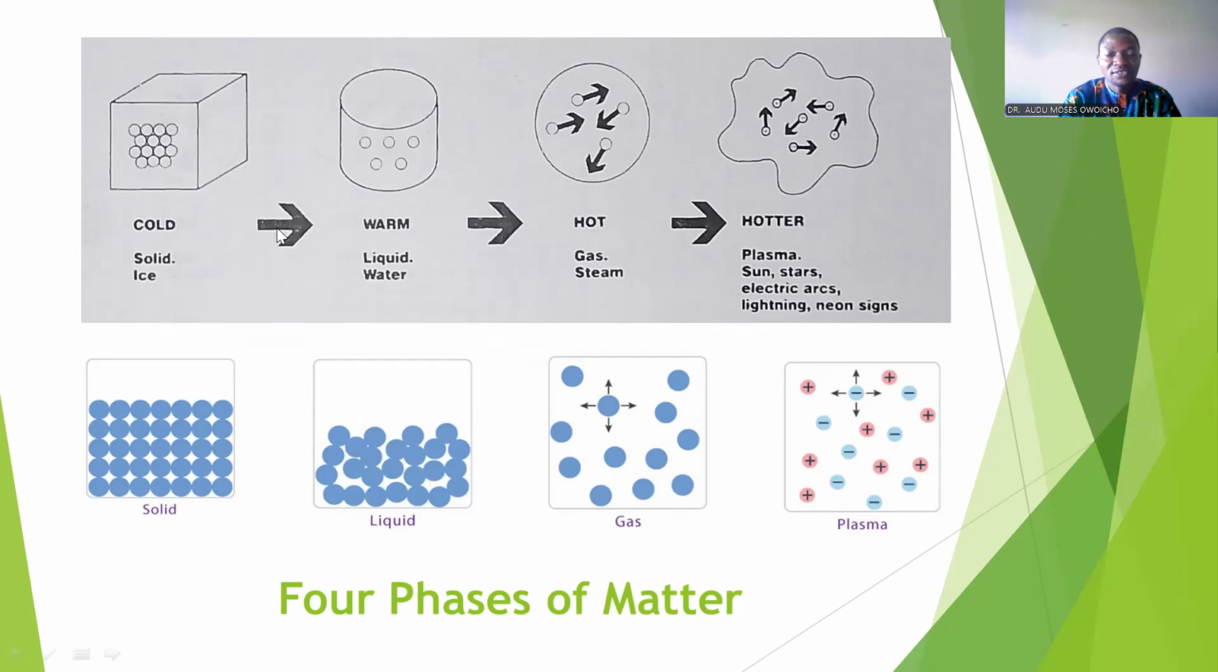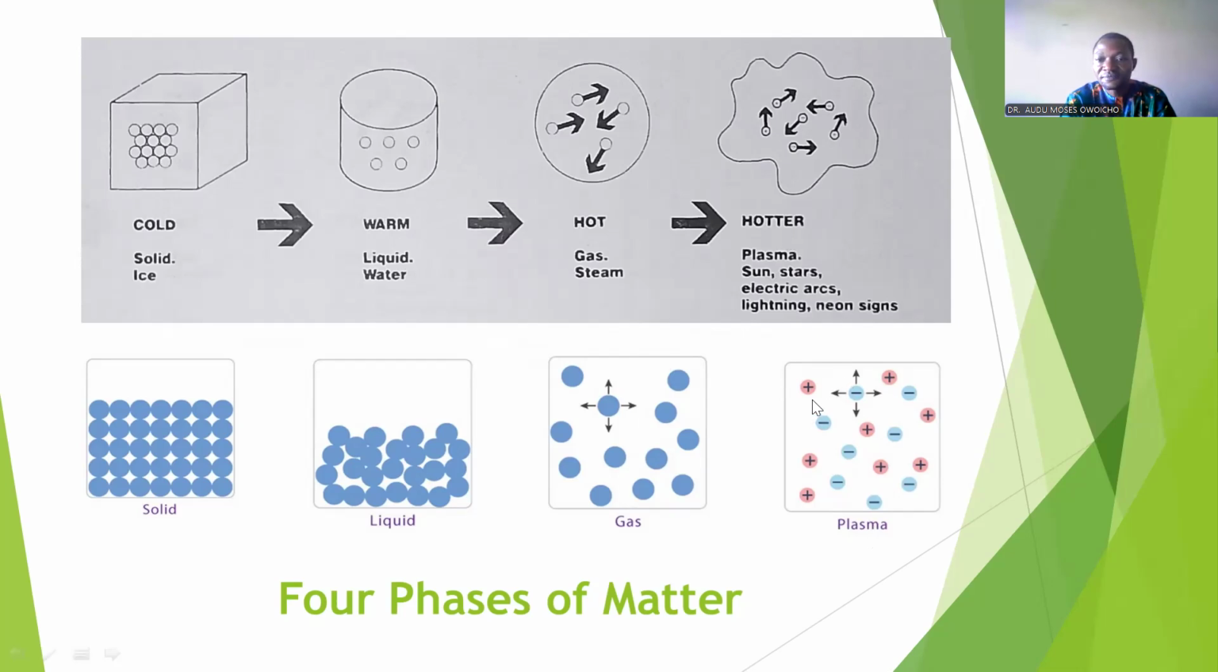When heat is applied, matter in the solid state will change to the liquid state through the process we just mentioned, melting. In a liquid state, the molecules are not as compacted as in a solid. When heat is applied again, matter in a liquid state can change to a gaseous state, and the molecules are well spaced, not compacted like in a liquid or solid. Then when much heat is applied again, matter in a gaseous state will change to the fourth state of matter called plasma.